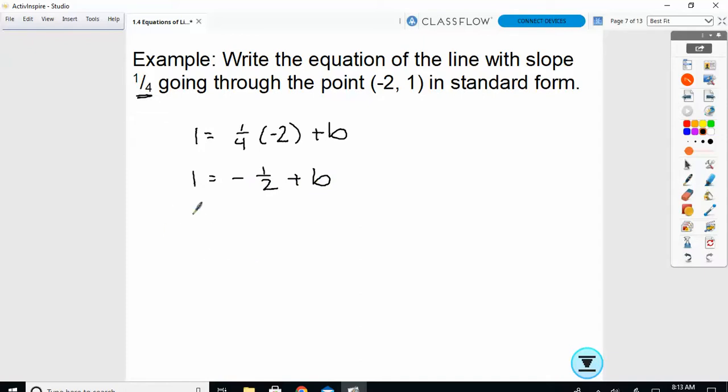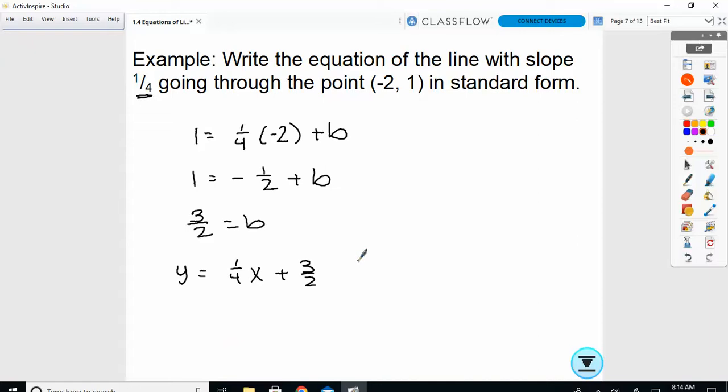Add my 1/2 over, so 1 plus 1/2 is 3/2 equals b. So the equation is y equals 1/4 x plus 3/2. But that's slope-intercept form, and I want standard form. So now we have to take this and put it in standard form.